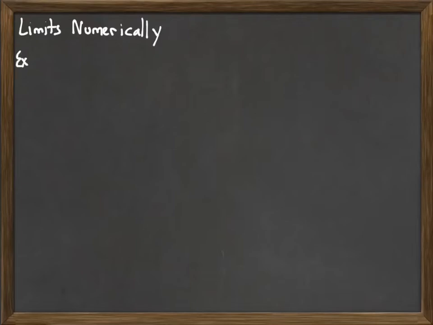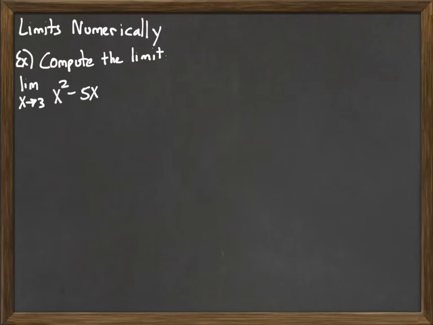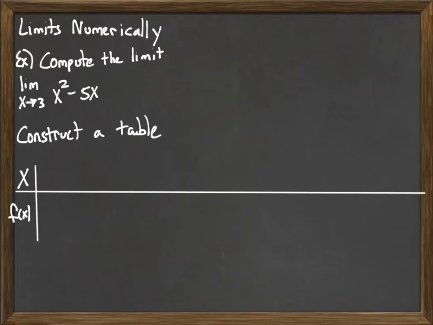So as a first example here, let's say we want to compute the limit as x approaches 3 of x squared minus 5x. And we're going to look at this numerically. So to look at it numerically, we're going to need to begin by making a table. So we want to construct a table. So we're going to be looking at values of x and f of x. Now as we make this table, we're going to be wanting to look at values that are close to 3.